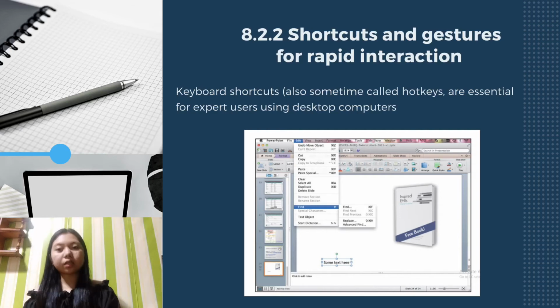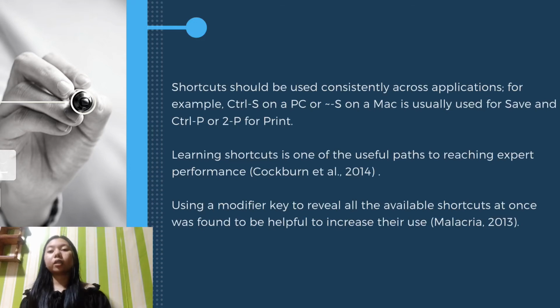8.2.2 Shortcuts and Gestures for Rapid Interaction. For rapid selection, keyboard shortcuts, also sometimes called hotkeys, such as Ctrl-C on PCs or Command-C on Macs for copy, are essential for expert users using desktop computers. Users can memorize the keystrokes for the menu items they use often and thus speed up the interaction considerably. If at all possible, shortcuts should be used consistently across applications.